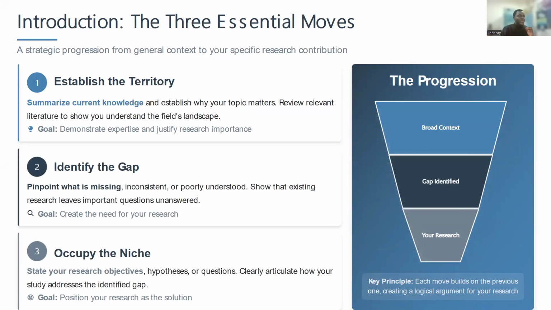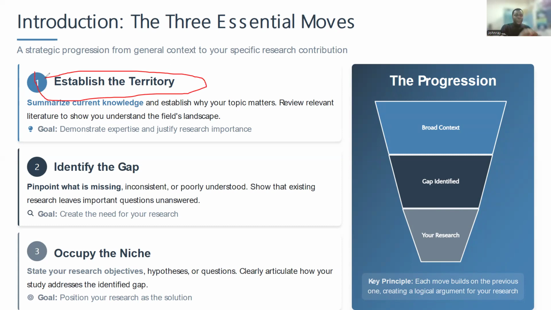I've put 3 things here which we must consider when it comes to the introduction of academic writing. There are 3 essential moves you must take. The first one is to establish. Please, can my screen be seen? If you can see my screen, let me know. The first thing you must do is to establish the territory, where you are coming from, which field. You summarize the knowledge in your field. That's the first thing, the one I've highlighted.